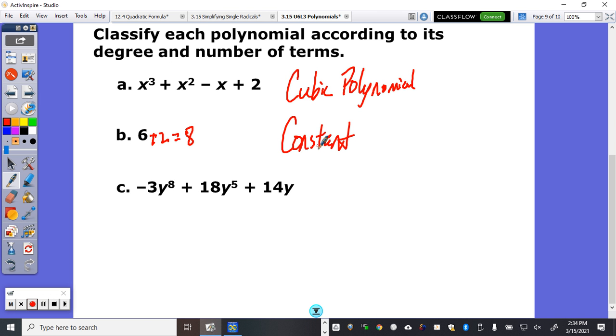All right, and the last one. Anybody got an idea? 8th degree what? Good. 8th degree trinomial. Okay. Any questions on this?